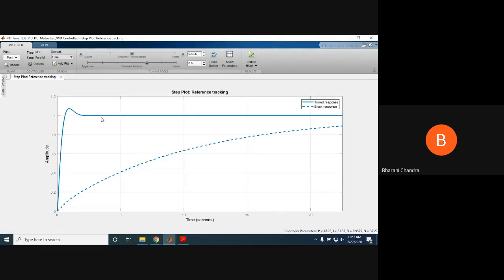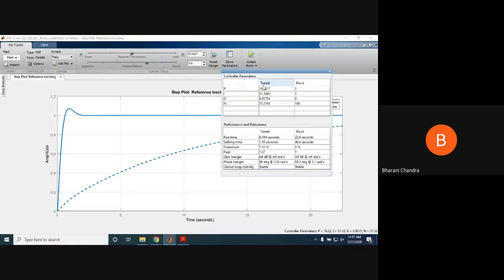Now I will tell you how to get this response and what the KP, KI, KD values are. You click on show parameters, and it will show you the KP, KI, KD values. So the nominal one, what we have seen, is the default values of the PID, 1, 1, 0. If we change it to 18, 51, and 0.95, then these are the closed loop rise time, settling time, overshoot, and so on. You can see that the overshoot is 7 and so on.